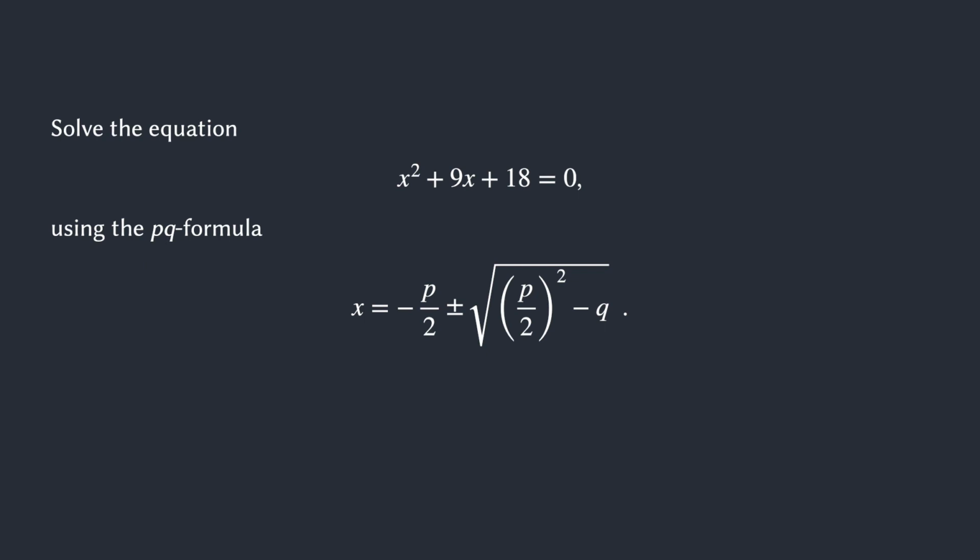We are going to be solving this conditional equation, and I'm going to be making use of the PQ formula to do so. So let's go ahead and write down our quadratic equation, which is going to be x squared plus 9x plus 18 is equal to 0. In fact, I'm going to go ahead and label the coefficient of the x term as p and the coefficient of the constant term as q.